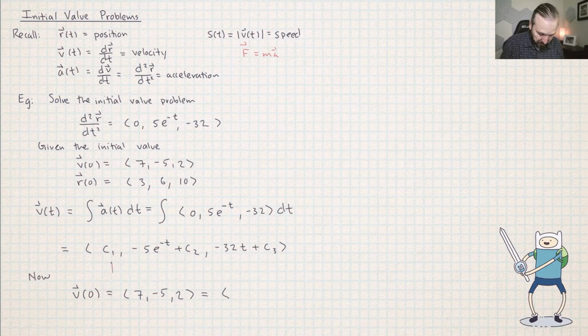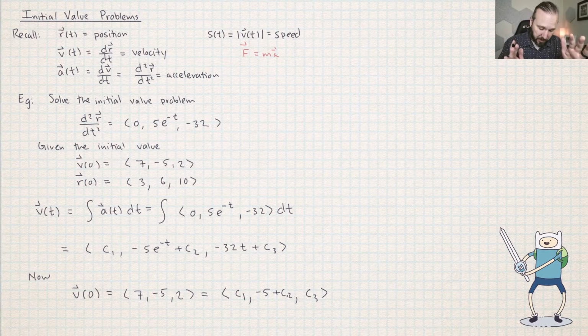If I substitute a 0 in for any of those t's, there aren't any in the first coordinate, so I'll just have C1. Putting 0 in for e to the negative t, e to the 0 is going to be 1. So this is going to be negative 5 plus C2. And then when you put a 0 in for t here, it's going to be negative 32 times 0, so I'm just going to get C3. And this gives us an equation: there's an equation in the x coordinates and an equation in the y coordinates and an equation in the z coordinates that lets me solve for all these constants.